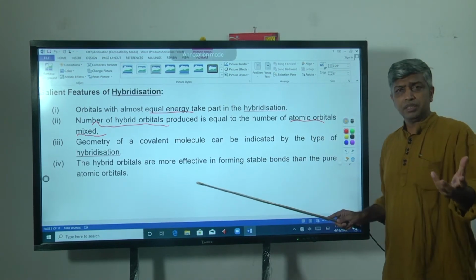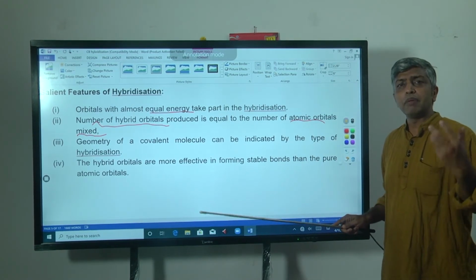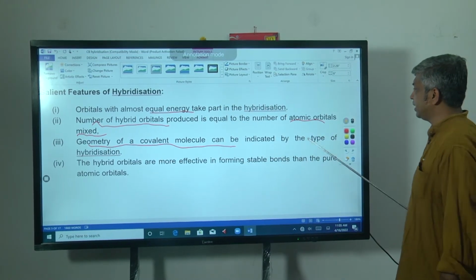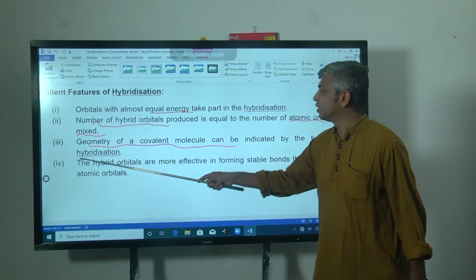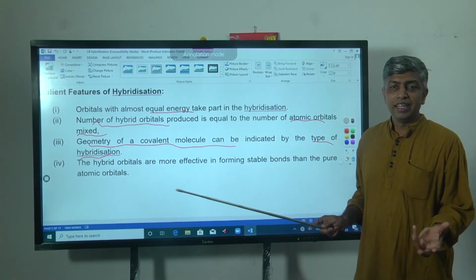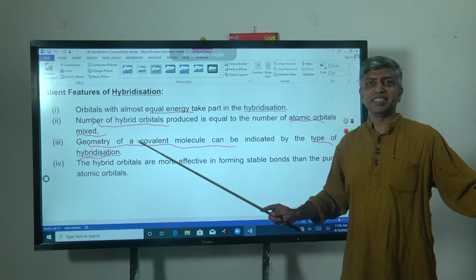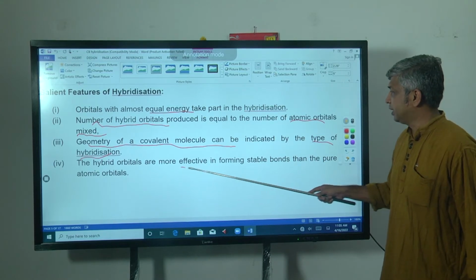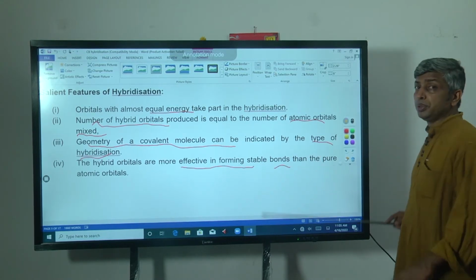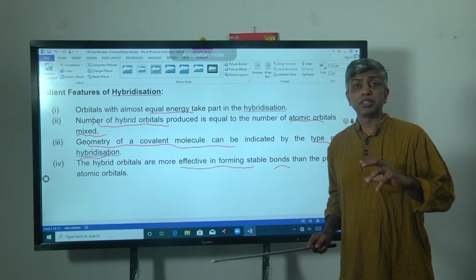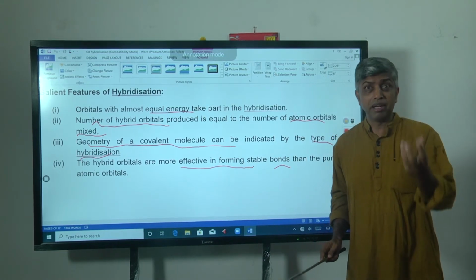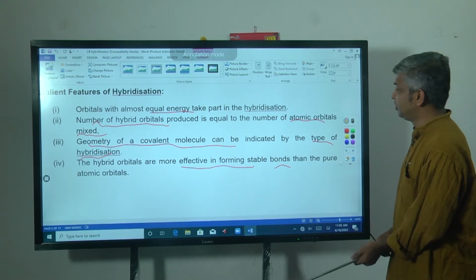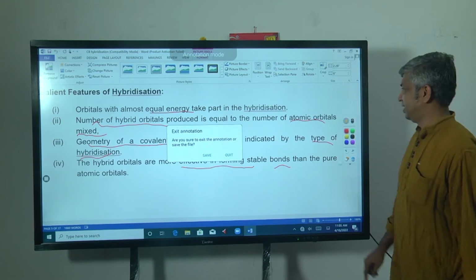The shape of a molecule depends on the type of hybridization. So the geometry or shape of a covalent molecule can be indicated by the type of hybridization. sp3 is tetrahedral, sp is a linear structure, like that. The structure changes. The hybrid orbitals are more effective in forming stable bonds. Due to hybridization, the molecules that carbon makes are highly stable in nature. So that's about the salient features of hybridization.